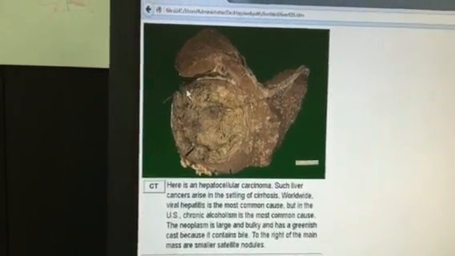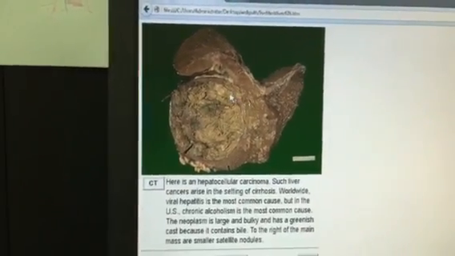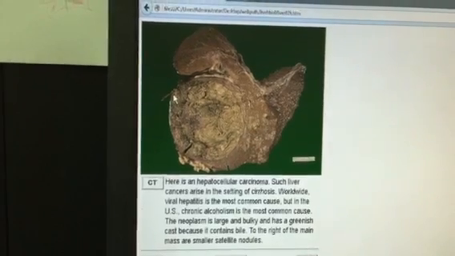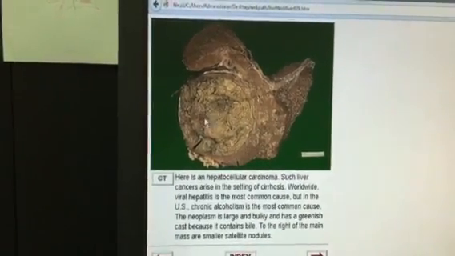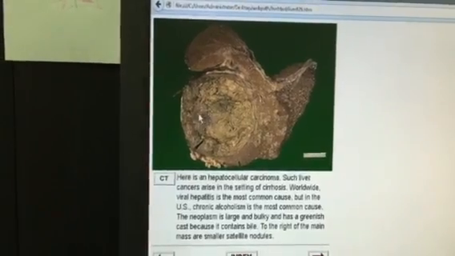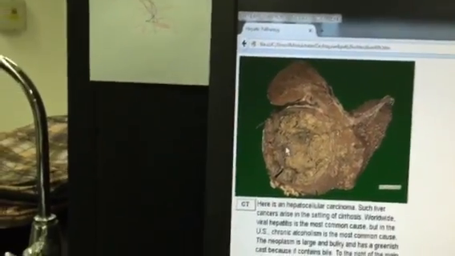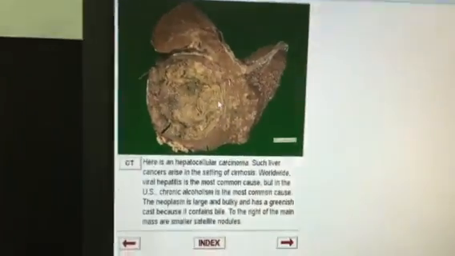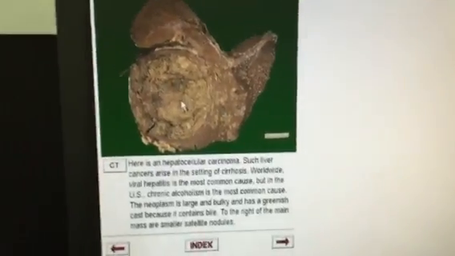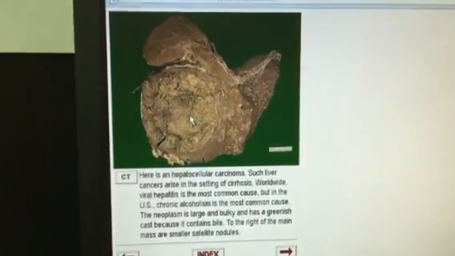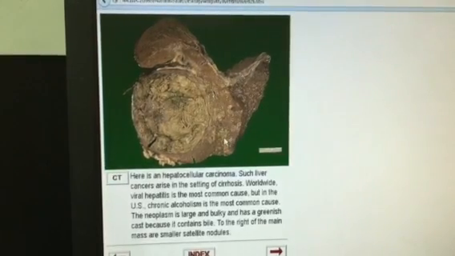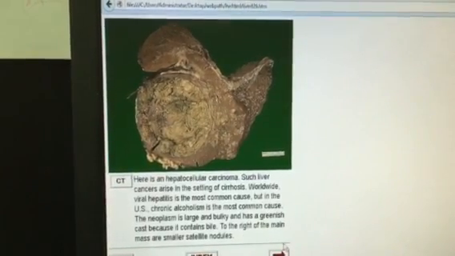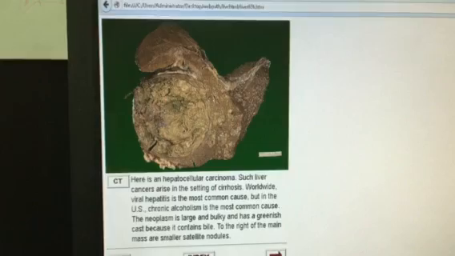Here we can see, again, well circumscribed, but the nodule is very large compared to the previous one, and the cut surface is tan, but there is an area that shows necrosis. So in this case, we can conclude that this will be carcinoma. Why again carcinoma? We can see here also satellite nodules. So we suspect carcinoma in this case.